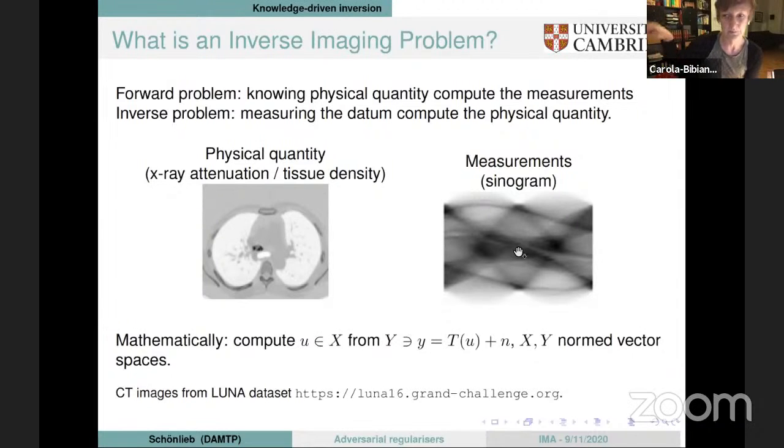So the example I have here on the top is one you can keep in mind, because it's also the example I show you in the experiments for the adversarial regularizer. This is the example of X-ray tomography or computed tomography. So here the measurements y look like this. These are also called sinogram measurements.